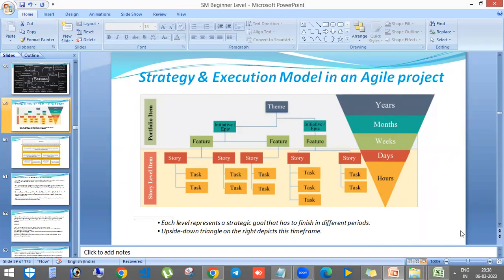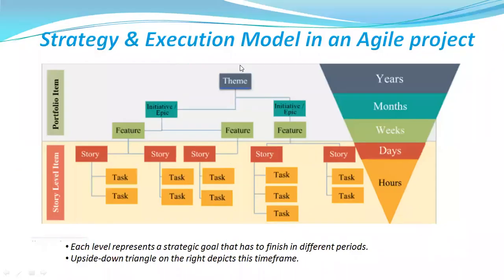So today's topic is the strategy and execution model in an agile project. When it comes to an agile project, what is the strategy most organizations follow? Because each organization follows a different strategy in executing a project.